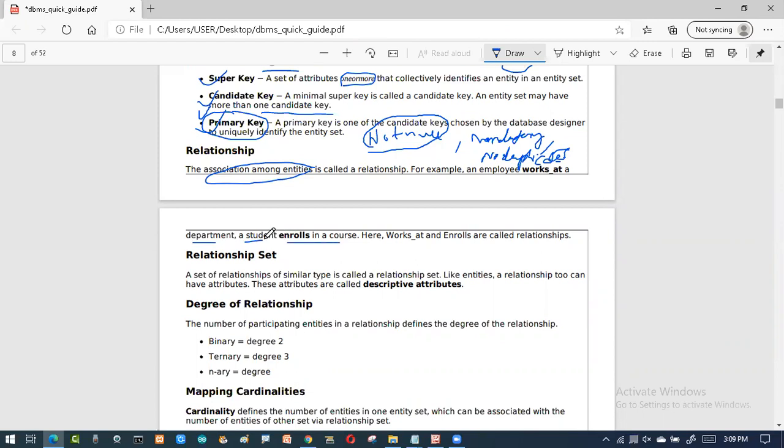So what is happening? Student is one entity, course is one entity. What are we doing with these two things? We are linking them with some words, saying that the person is going to enroll in the course. So enroll is the relationship. Then I have an employee and I have a department.